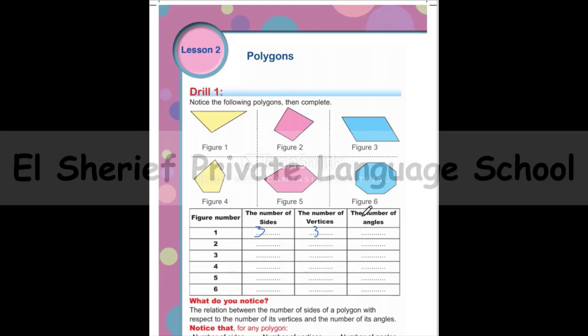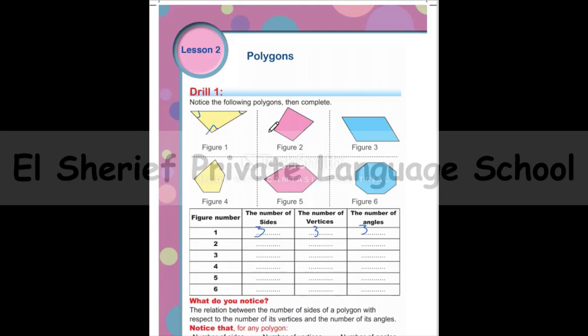Now he asked me about the number of angles. The angle is the corner inside the shape. So between 2 sides here we have an angle. First angle. Now we have 2 angles, 3 angles. So 3 corners means 3 angles. So we can see that the number of angles in any triangle is 3 angles.